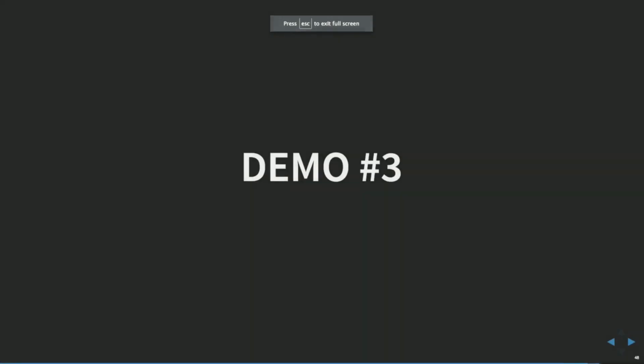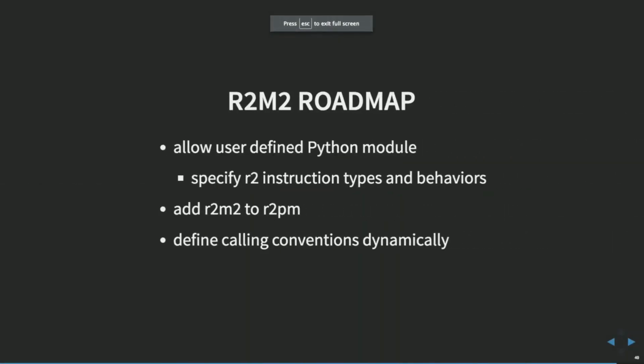And I think that's it. So roadmap: r2m2 is still under development. It works fine for my usage. Hopefully it will work for you. And something I would like to do is define a calling convention dynamically. My main goal is to enhance again the display I can get in R2.